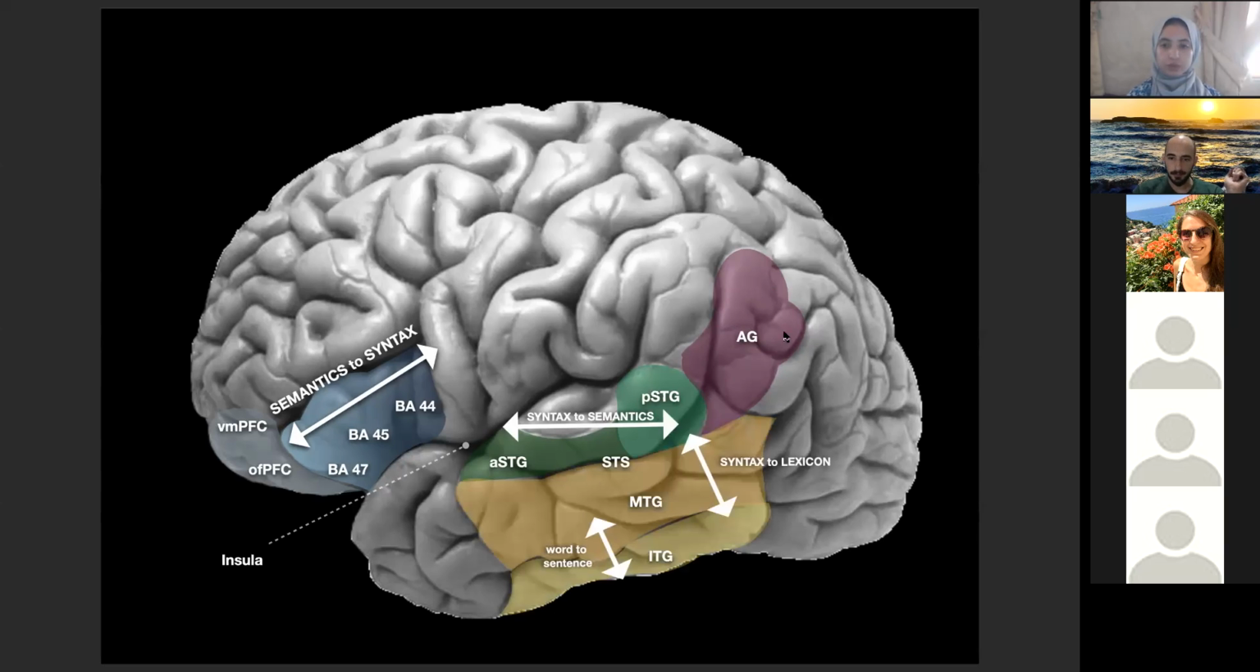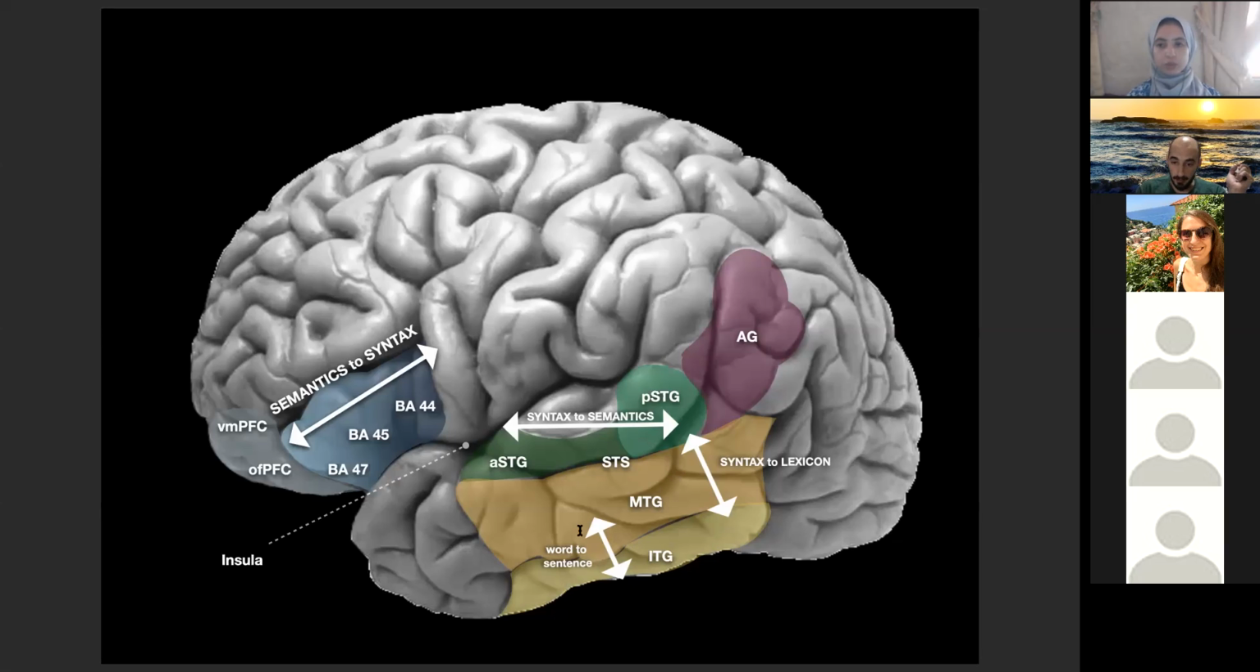Okay, then let's add our temporal cortex, right? So let's add our middle temporal gyrus and inferior temporal gyrus. Well, we get two more gradients. So one is from syntax to lexicon, right? So it would be like something like this. So the more you move caudally, towards the inferior direction, the more you get into lexical processing from syntax and semantics processing, okay? So if you move from STG to MTG, you actually enter in the lexicon territory.